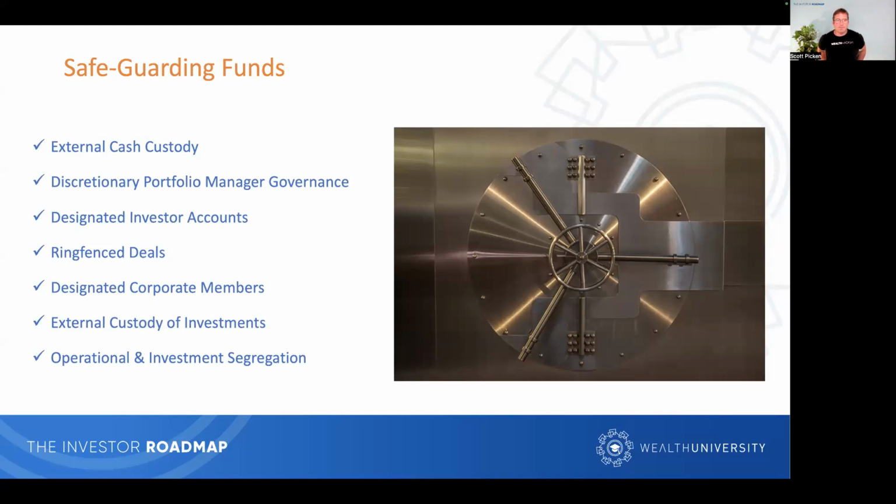You've got designated investor accounts, so each investor has their own account that they're in complete control of. Each deal is ring fenced. In a fund or a REIT, you can rob Peter to pay Paul, but in ours, each one is ring fenced, so no deal can take down another deal. You've got designated corporate managers, external custody of investments, and operational and investment segregation. So multiple different layers to protect your money.